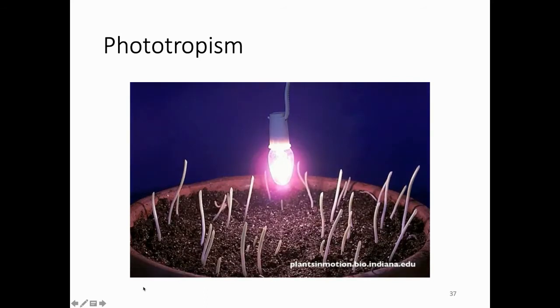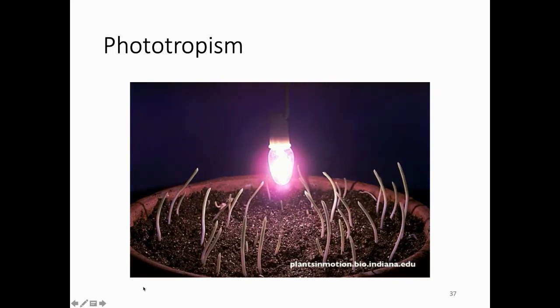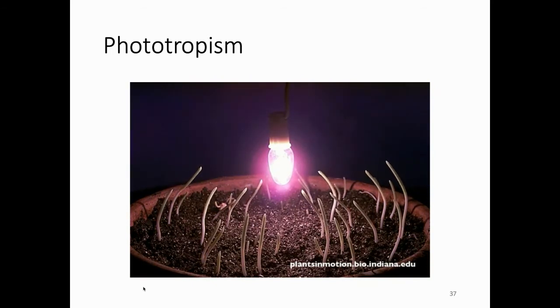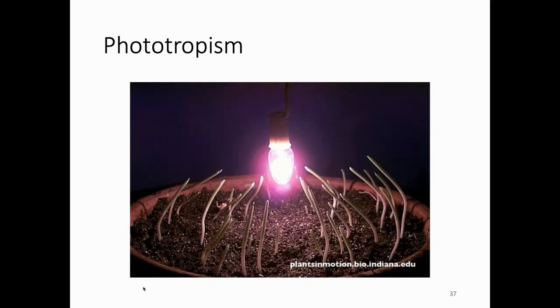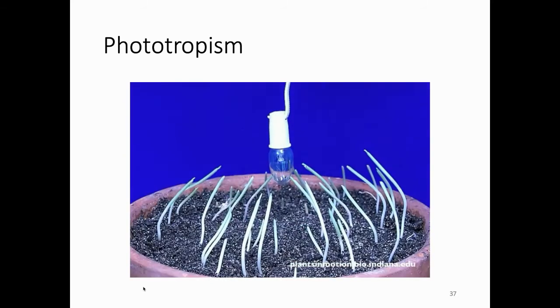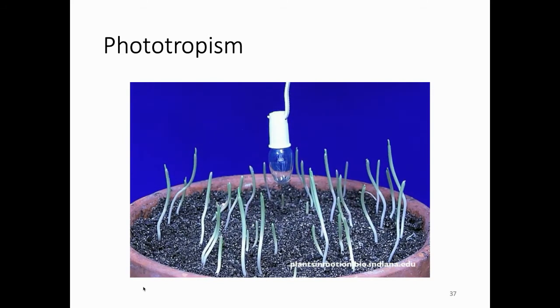This is an example of phototropism. The corn seedling will move its shoot to the light source in the middle. I already played this video in the lab, and you can see that the plant starts to move to the new light source.